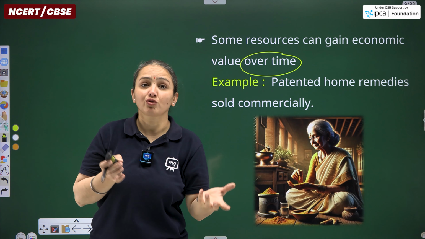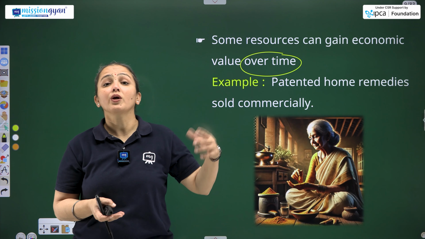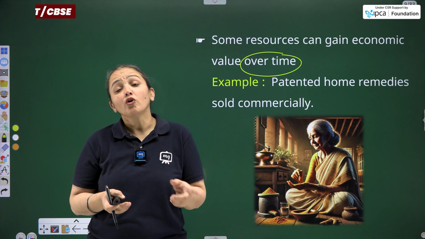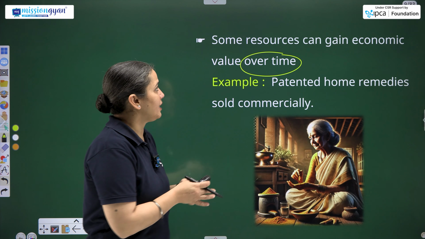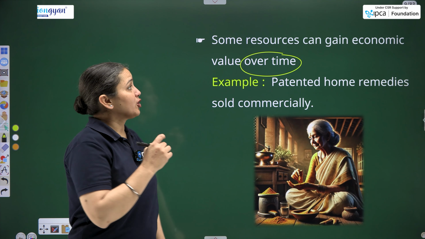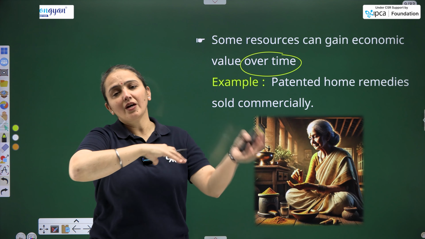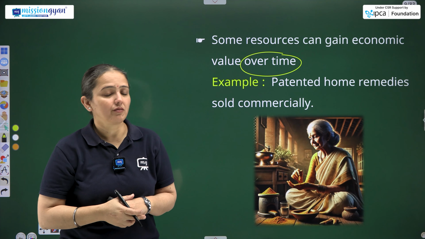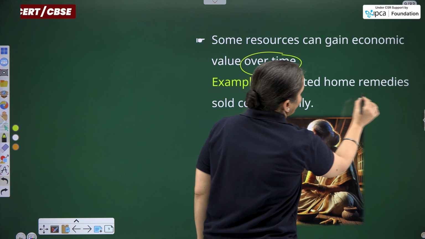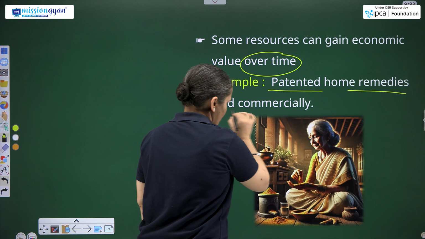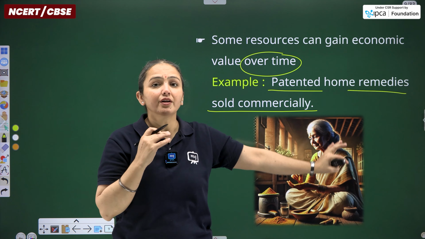Likewise, it is a rich source of oxygen and absorbs carbon dioxide. It gives shelter to wildlife and to humans. So there are various other resources that are not considered for earning economic value. Accordingly, some resources can gain economic value over time, when they are transformed into ready-to-use things. Examples: patented home remedies sold commercially. Commercially, we are selling them and we are earning from that.